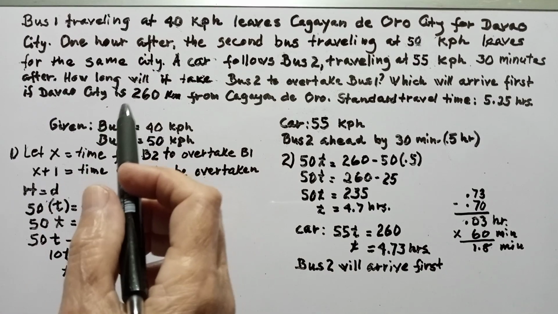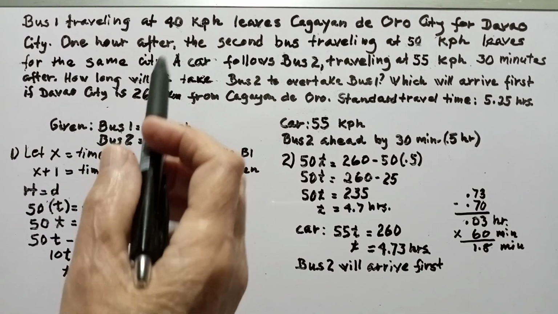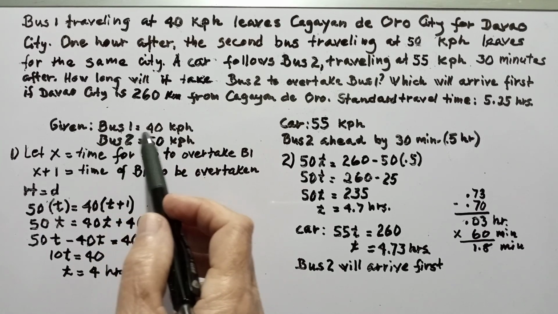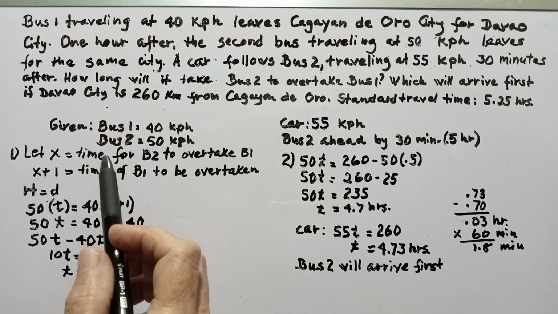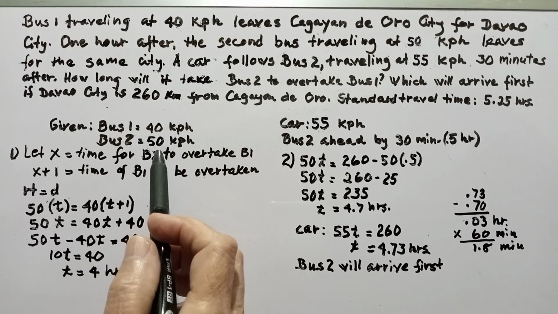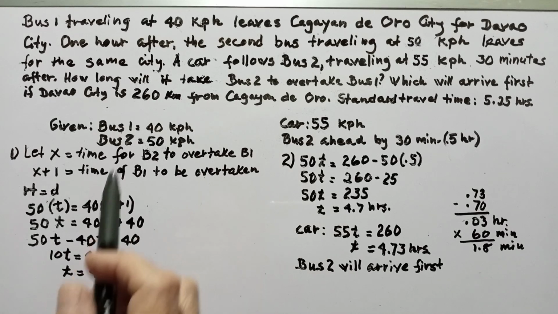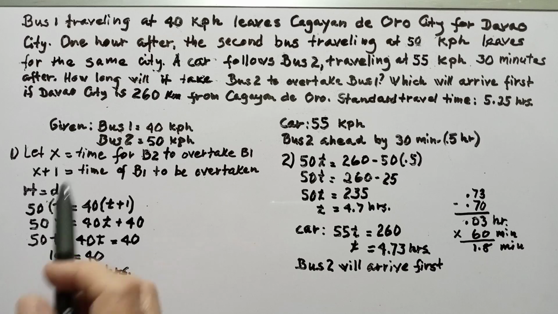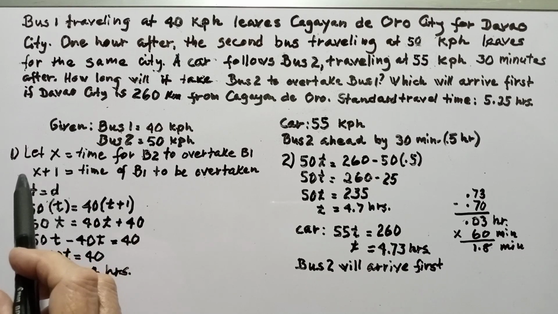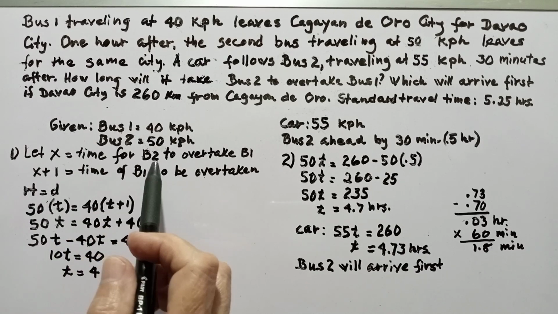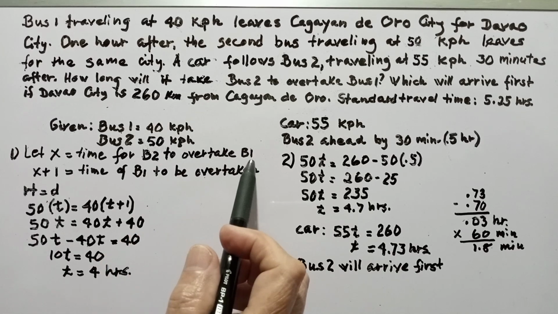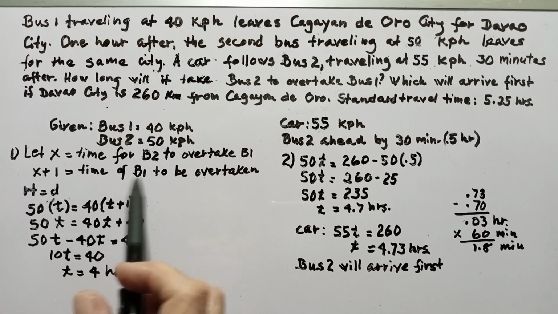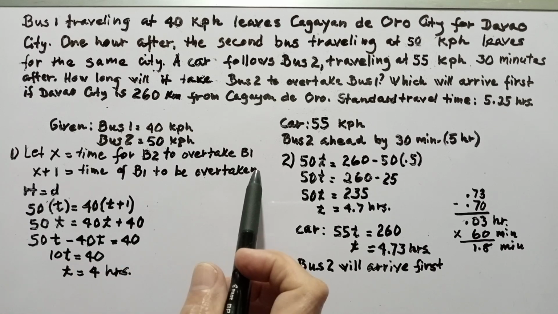Now, let's go to the given. So, what are the facts? Bus 1 travels 40 kilometers per hour. Bus 2, 50 kilometers per hour. Now, let us solve first the first question. So, we have, let X be the time for B2 to overtake B1. And then X plus 1, the time of B1 to be overtaken.